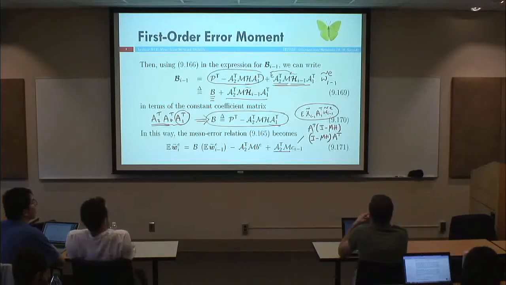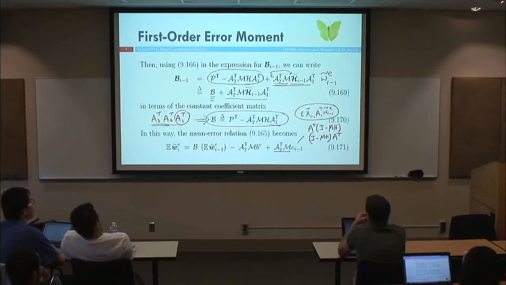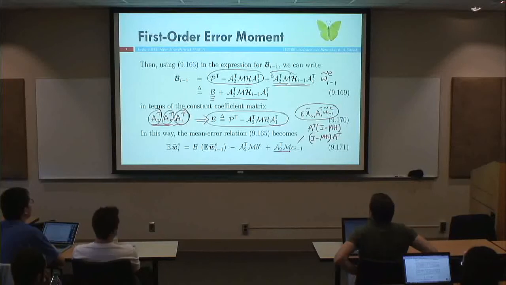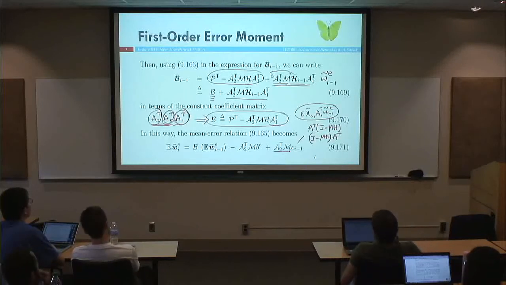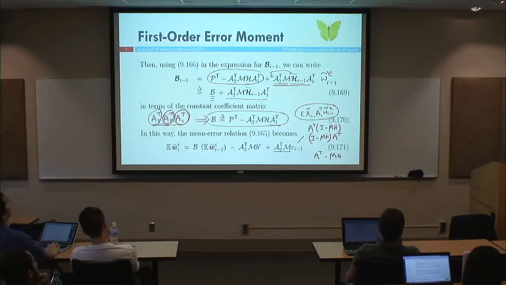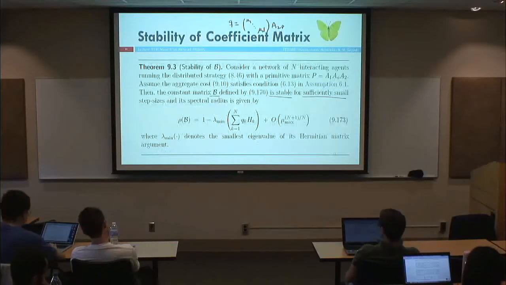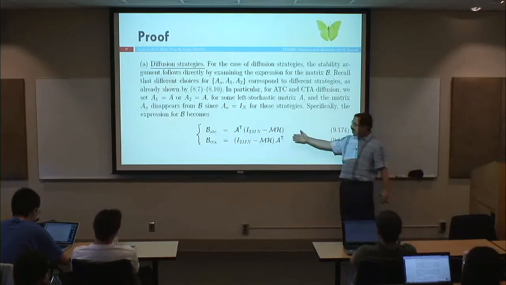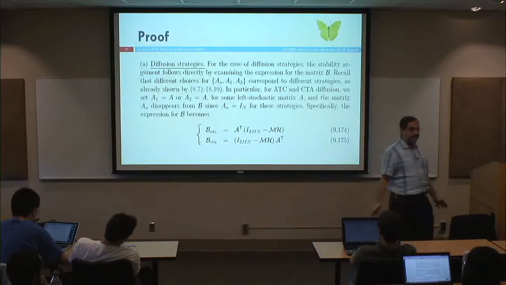Okay, fine. For consensus, this and that will be identity, this one will be A. So for consensus, you're going to get A transpose minus MH. Okay, so here it is. So for diffusion, the form of B collapses to this. So now it's very easy to see here that B is indeed stable.